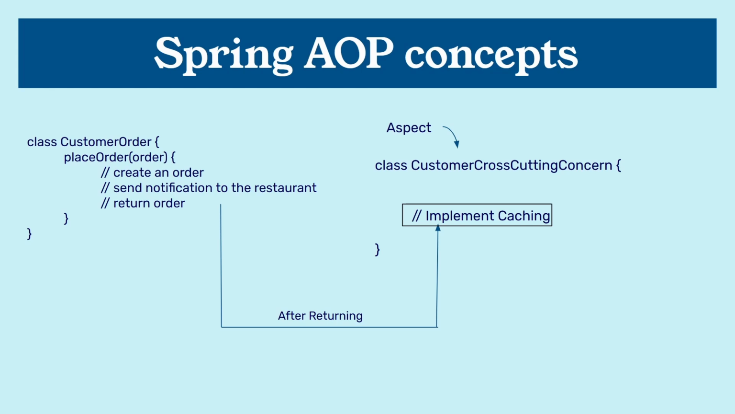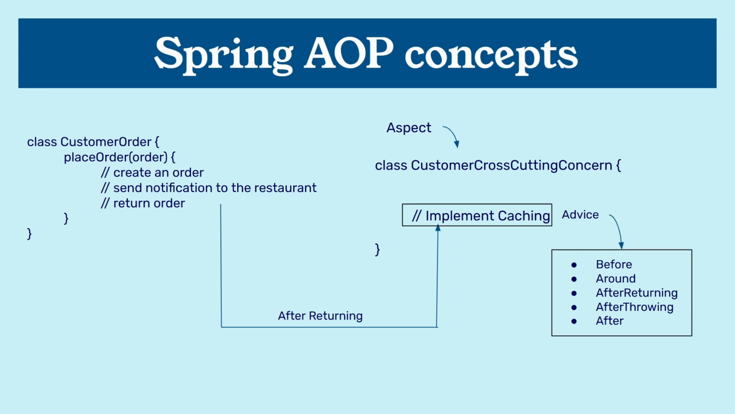And this implementation of caching is called an advice. So basically the method which implements the caching within the aspect is called an advice. Here in this specific example, we see the after returning advice that is being executed. Similarly, we have several different kinds of advices. So before, after returning. We'll see these in more detail in our coming videos. For now, you can see that there are several different kinds of advices. And we see that this specific advice is executed after completing the place order method.